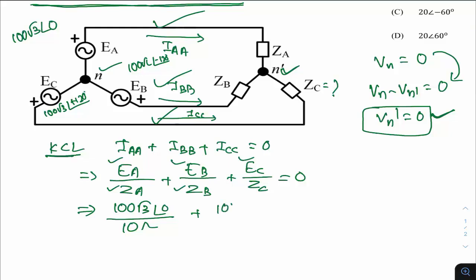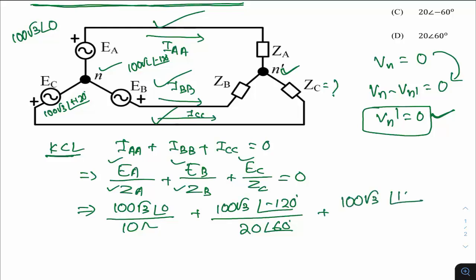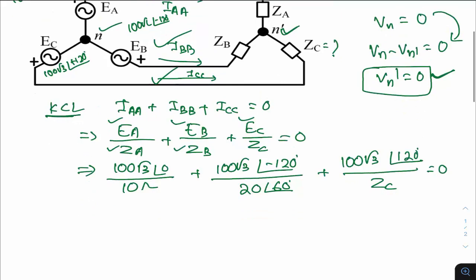EB is 100 root 3 at an angle of minus 120 divided by the impedance 20 at an angle of 60 degrees, plus EC is 100 root 3 at an angle of plus 120 degrees divided by ZC. This equals 0. So now we have to simplify this.